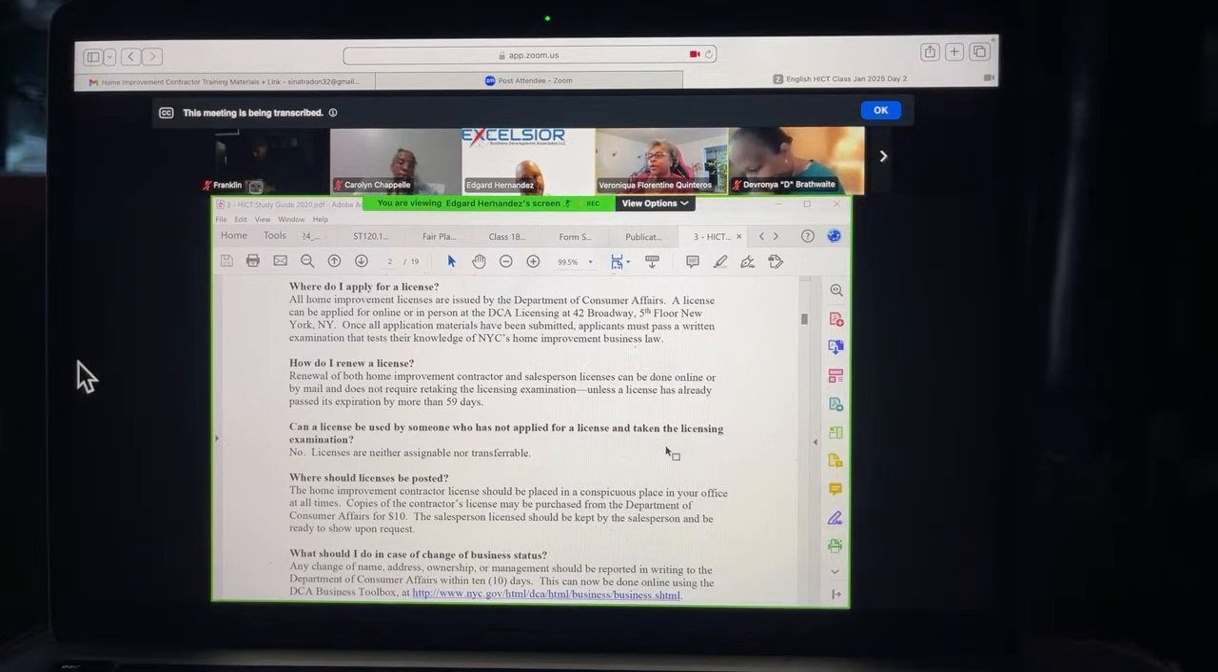Renewal of both home improvement contractor and salesperson licenses can be done online or by mail and does not require retaking the licensing examination unless a license has already passed its expiration by more than 59 days. You see what it says, expiration by more than 59. So the license expires, they still give it 59 days.